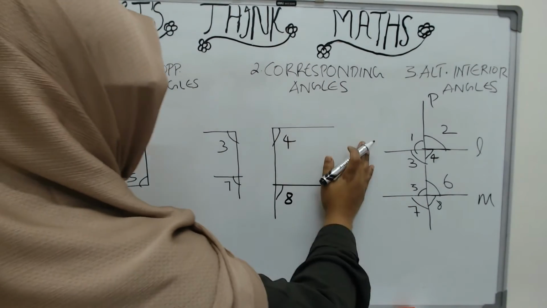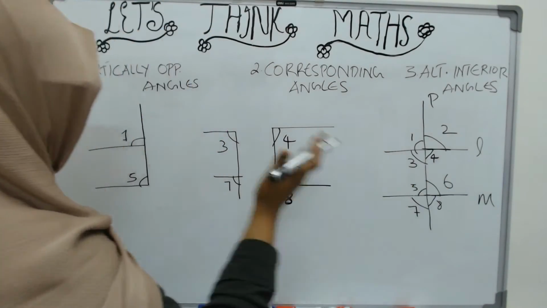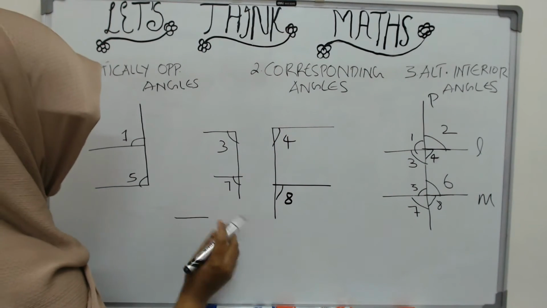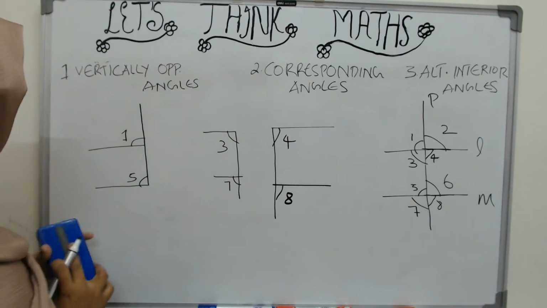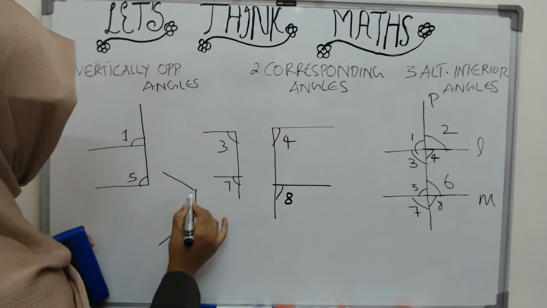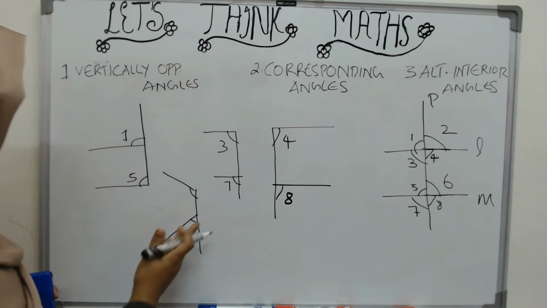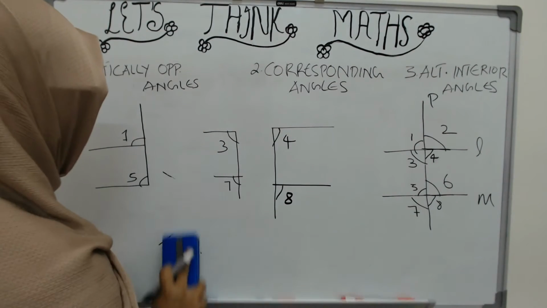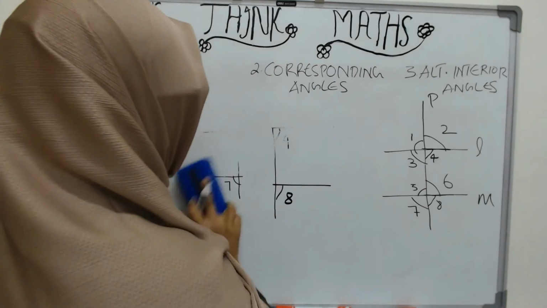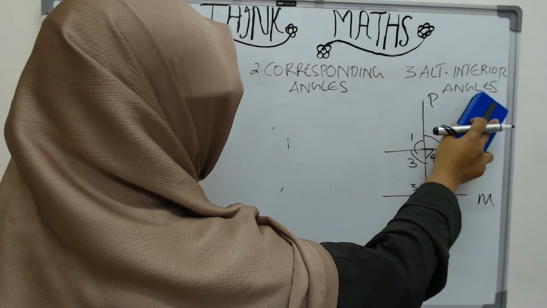So the corresponding angles will be equal if these two lines are parallel, and as I said, it may or may not be equal if it is not parallel. For example, something may look like this. So this will be a different angle, this will be a different angle, and this will be a different angle. But it is always equal when the two lines are parallel. Now we go to the third one, the alternate interior angles.